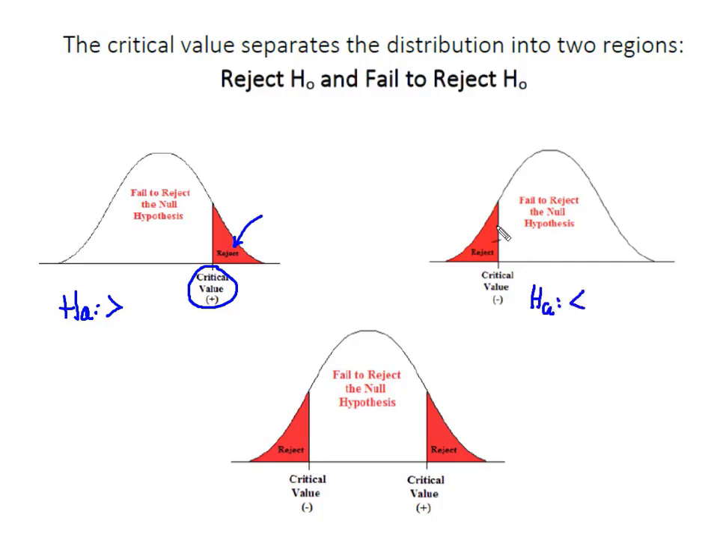In this instance, we had an HA that looked like less than, which gives us a one-tailed left test, with a rejection region in the lower tail of the curve with a negative critical value. And in this case, we would have had an HA that looked like not equal to, splitting our alpha in two and giving us a rejection region both in the upper and the lower tail, and giving us symmetrical critical values, one of which is positive and the other which is negative.